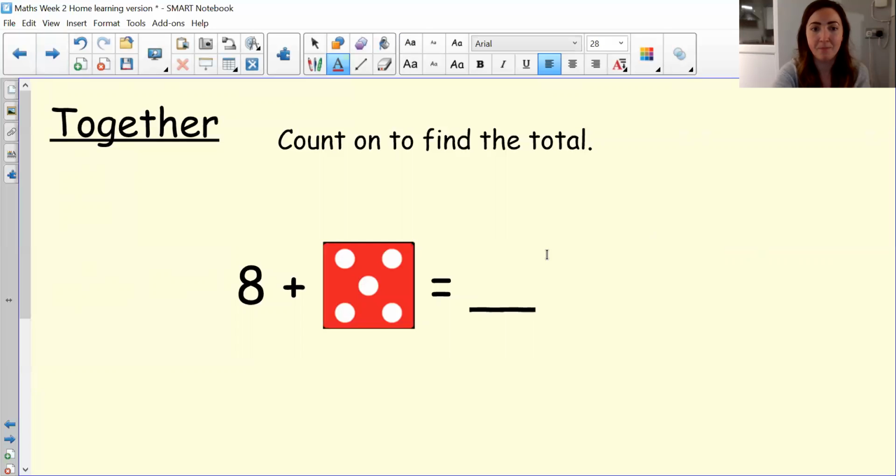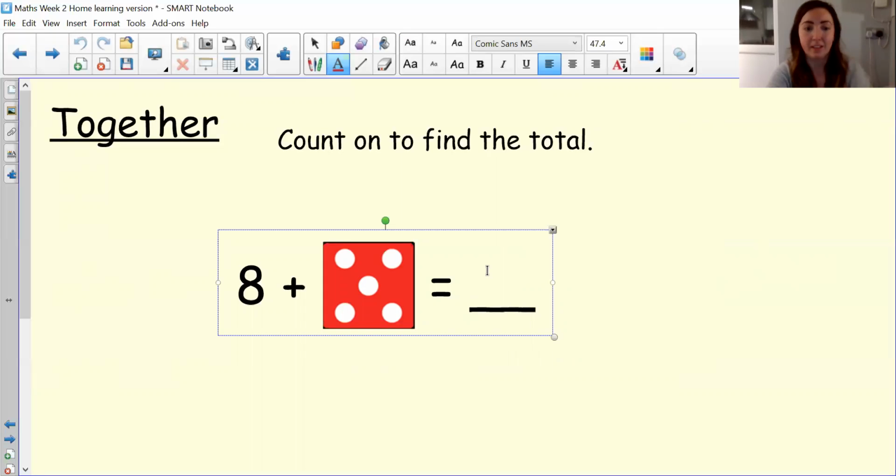Okay, let's do this one together. So what's this number? 8. Add, what does this dice show? 5. So we're working out 8 add 5. So what do we need to do first? We need to put the number 8 in our heads, and then we need to count on. What's the next number after 8? 9, 10, 11, 12, 13. The answer is 13. 8 plus 5 equals 13. Okay.